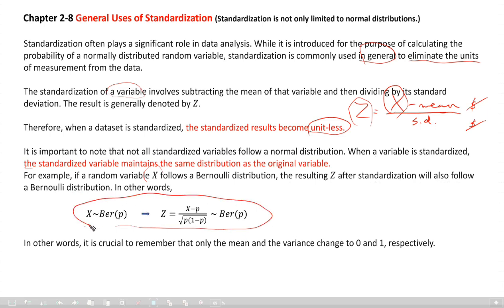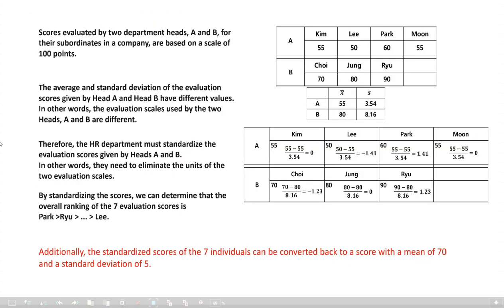In other words, something like this. X is Bernoulli, then the standardized variable g is x minus its mean p divided by the square root of p times 1 minus p. That is what? The standard deviation of x. In other words, the standardized one also follows a Bernoulli distribution. It is crucial to remember that I emphasize one more time that only the mean and the variance change to 0 and 1. Mean will be 0, variance will be 1. So the standard deviation also takes 1.